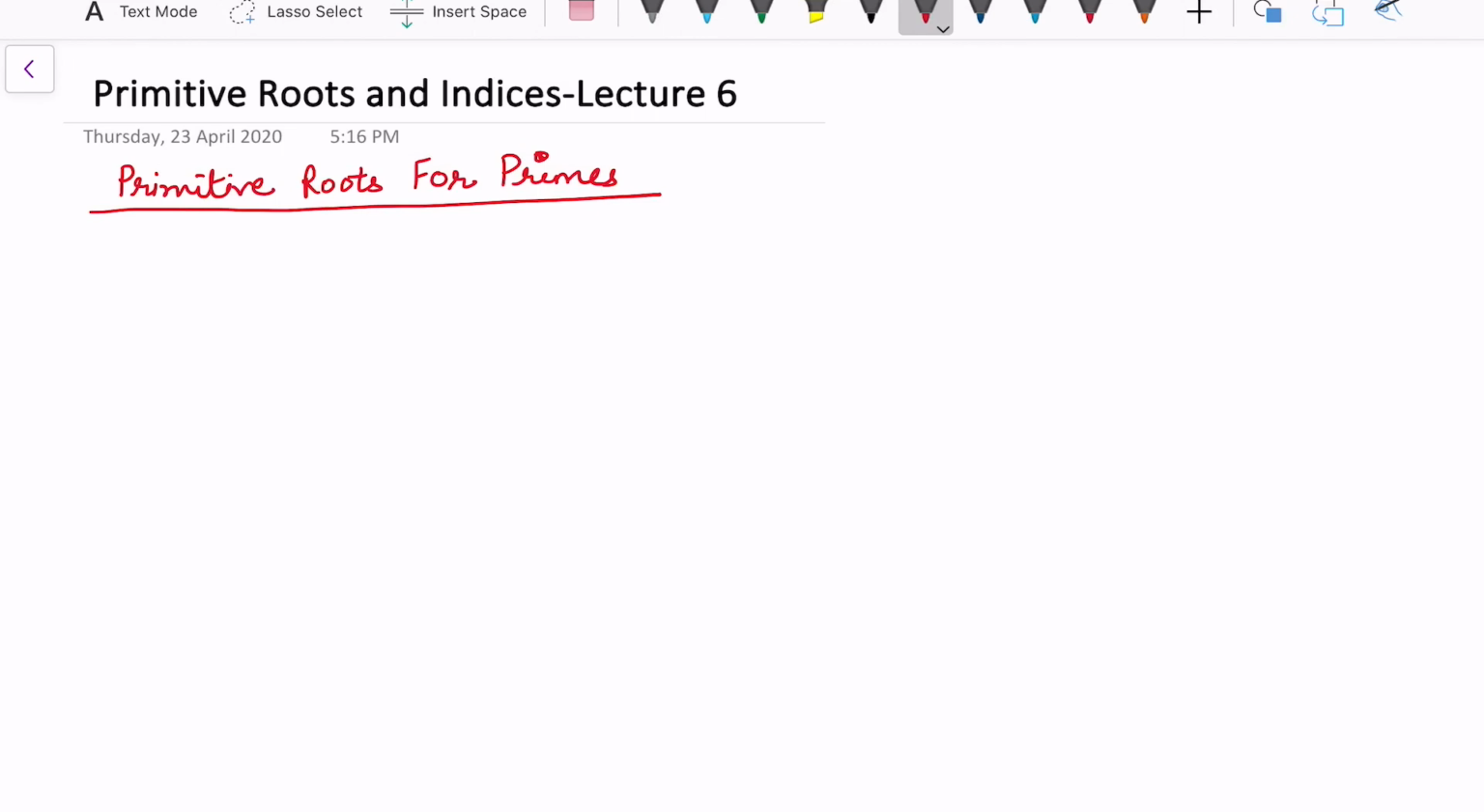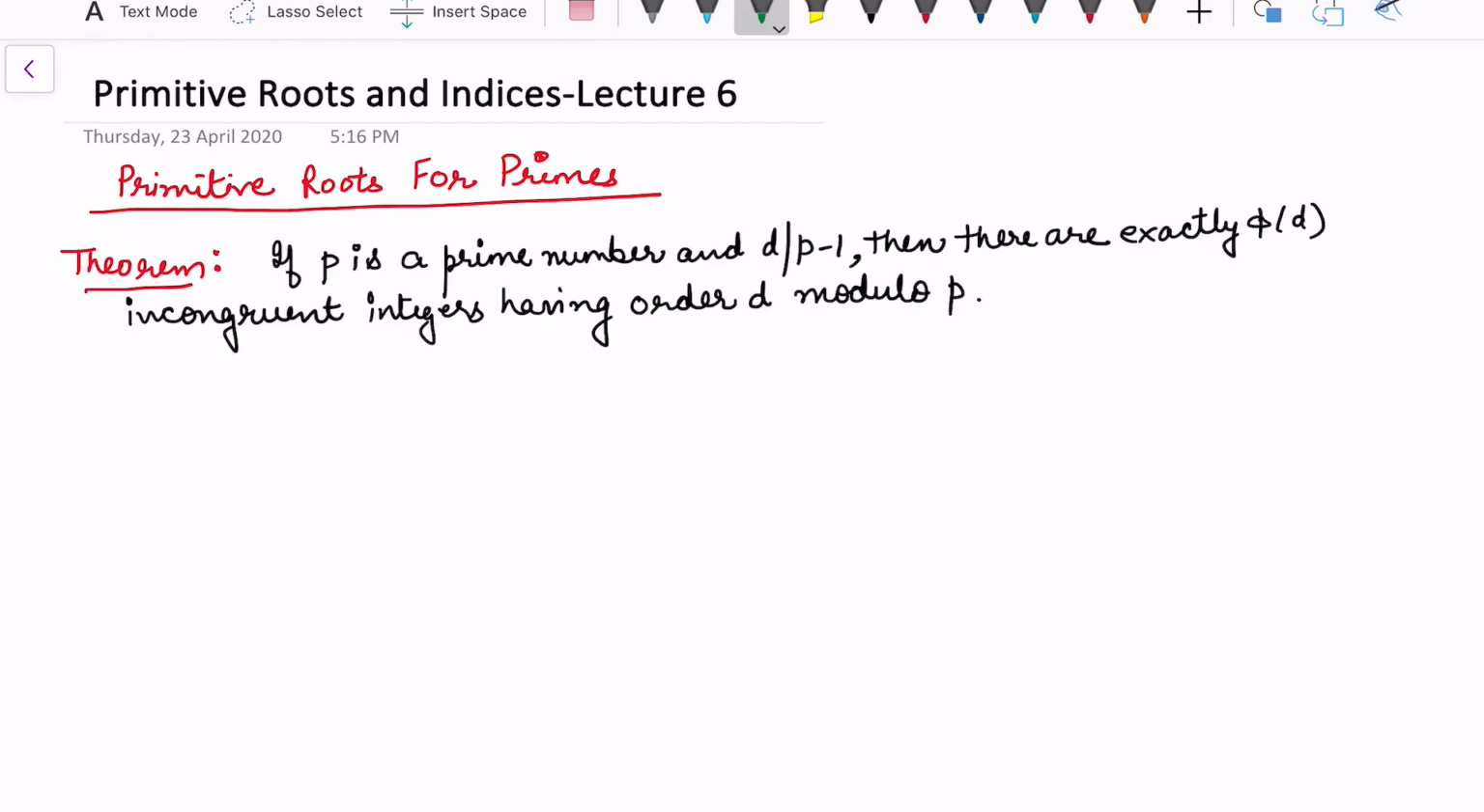In this particular video, I'll be only doing the theorem which ensures the existence of primitive roots for the prime. So let me write down the statement of the theorem and then we will prove it. The theorem says, if p is a prime number and d divides p minus 1, then there are exactly phi(d) incongruent integers having order d modulo p.